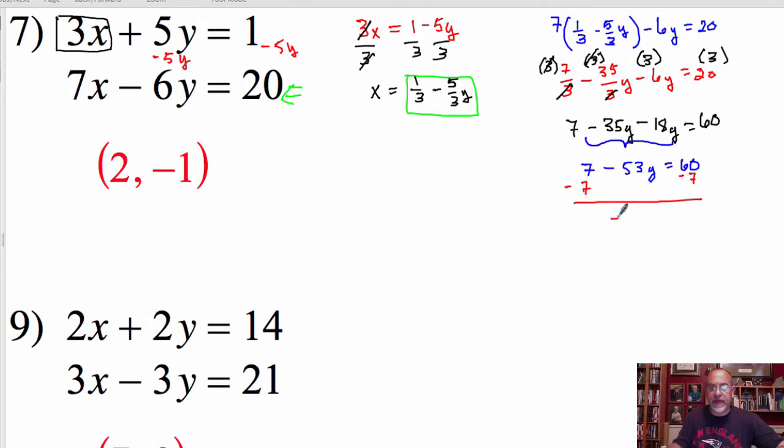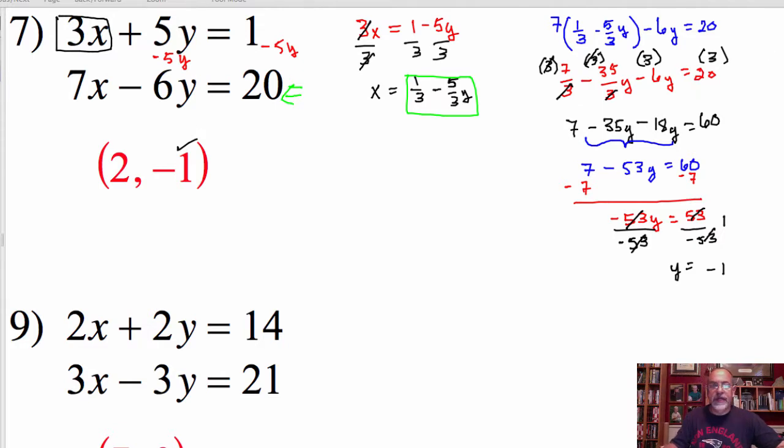So this is 0. That leaves me negative 53y. Don't forget that negative sign is equal to 53. And then that means I'm going to divide by negative 53 in order to make this a 1. So y is equal to a positive divided by a negative is a negative. So my y value is a negative 1.